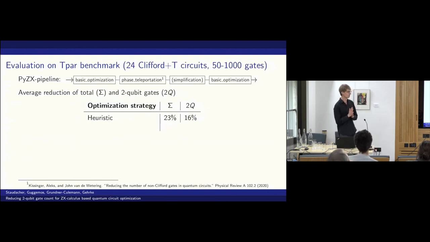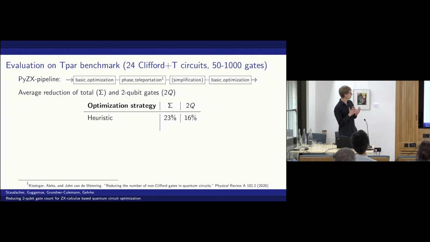Okay, so I implemented all those four algorithms, like the random and greedy, both with and without neighbor unfusion, in PSX, where I used this pipeline here to evaluate them. So I don't care about T gates, I only care about 2-qubit gates. That's why before applying my simplification algorithms, I used the phase teleportation algorithm, which was published in another paper. And I evaluated everything on the TPAR benchmark from Matthew Amy, I think it is.